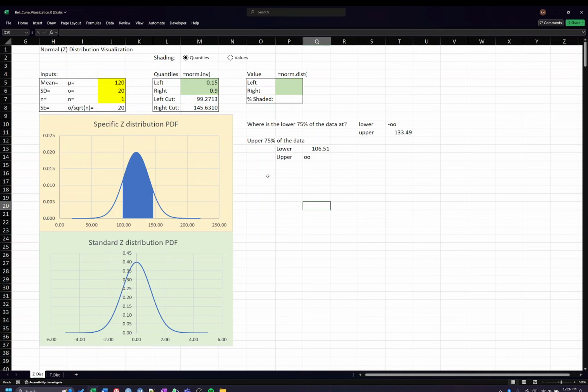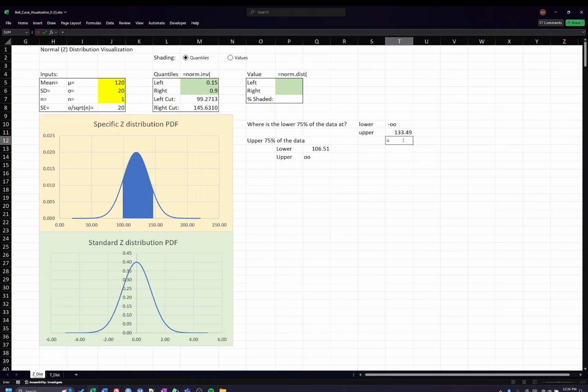So let me show you how you can do these by hand. If we see our quantiles, the equation that we use is norm dot inverse. So the norm dot inverse is what we're looking for, and how we can get this lower 75% of the data. Let's go look at it.